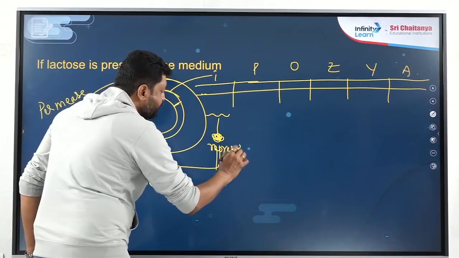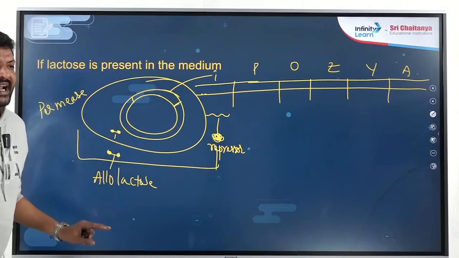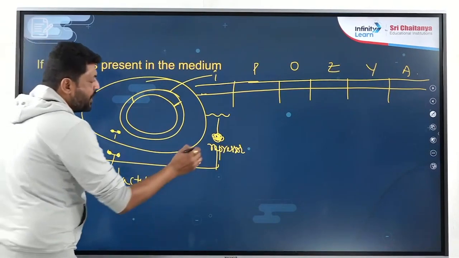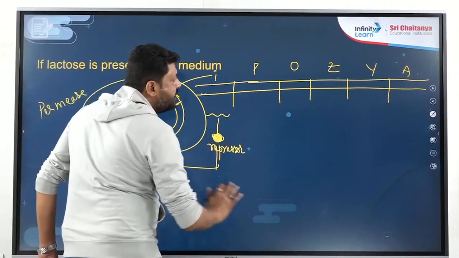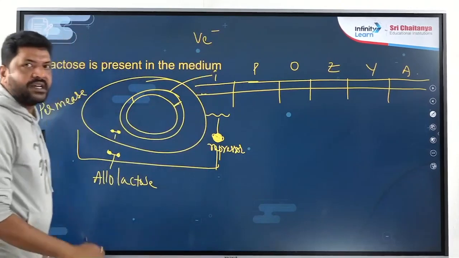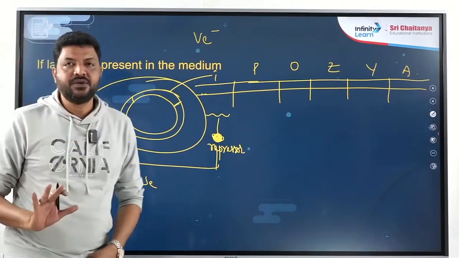So now, is the lac operon positively controlled or negatively controlled? Clear? This is one question. Because the repressor always wants to switch it off, the lac operon is negatively controlled. This is an assertion-reason question.